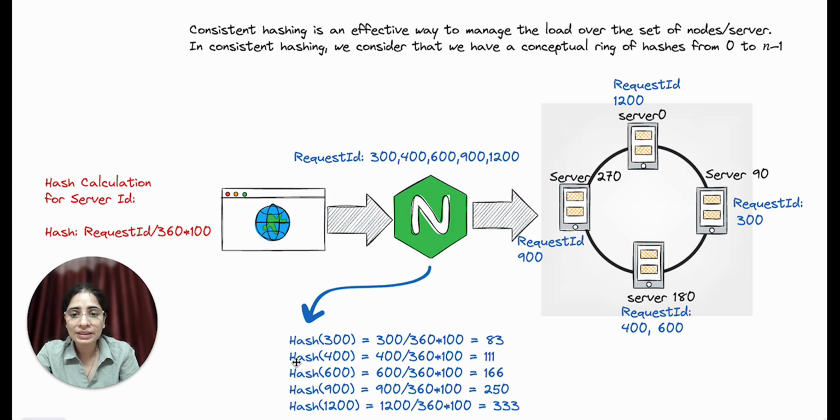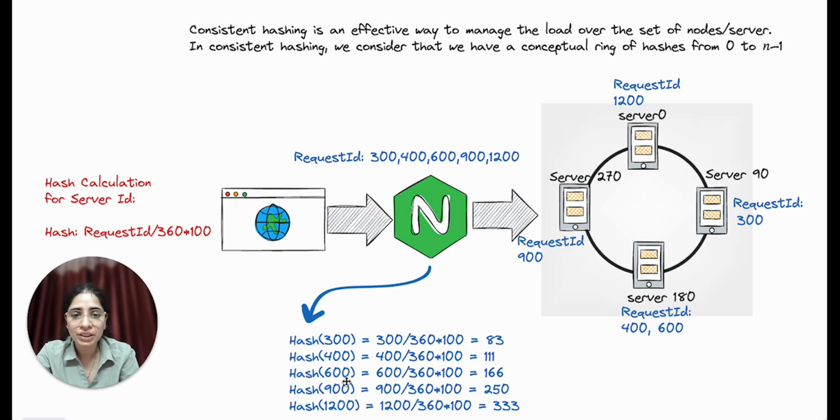Now in the next case, the hash of 400 is 111. In this case, the 111 will be lying somewhere between 90 and 180. So it will go onto the immediate next server in the clockwise direction, which is server 180. So the request with request ID 400 will be landing onto server 180.